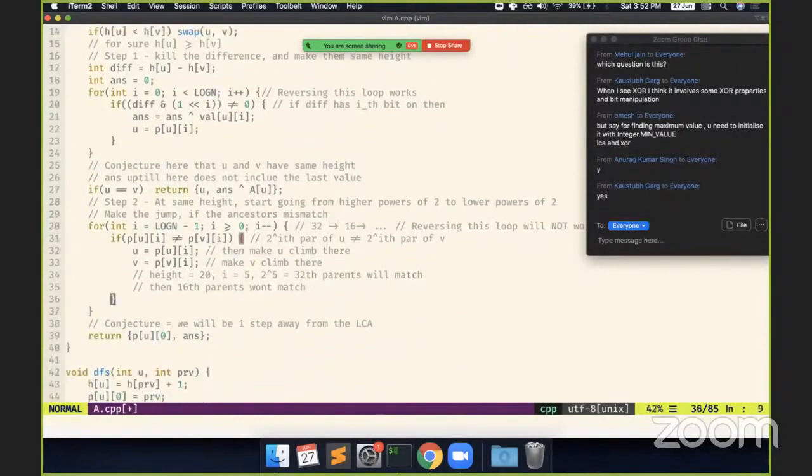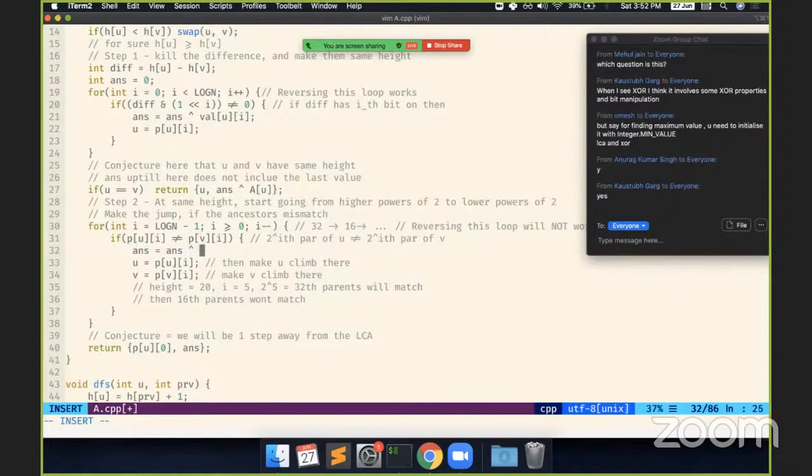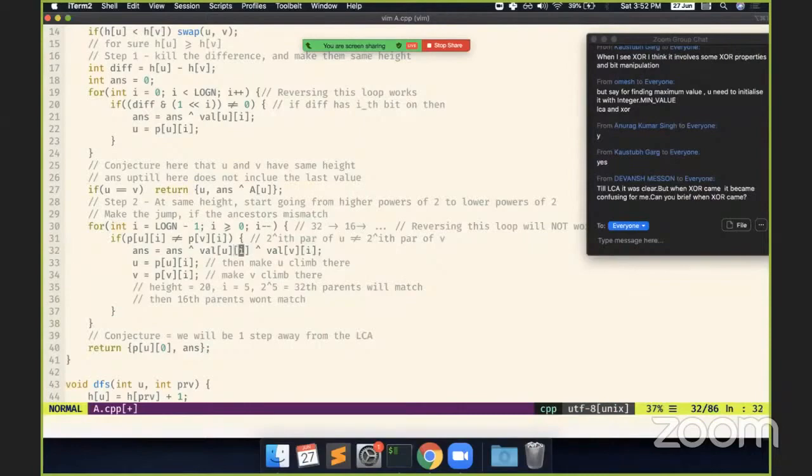Right, and then here, when you are jumping, only then you should update your answer. So when you jump, what will you do? You'll do answer equals answer XOR val U I XOR val V I. Whatever answer we have on the paths, just aggregate them with the new jumping path answers that you are getting, which is val U I and val V I. And eventually we'll again XOR it. So I'll write this like this so that it's clear. And notice that we will be one step away. Because we are one step away, LCA has not been included in ans till now.